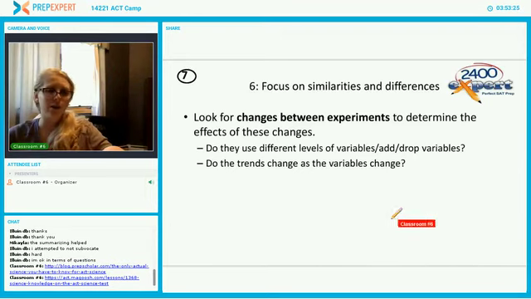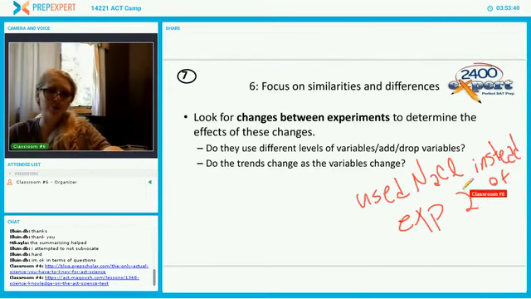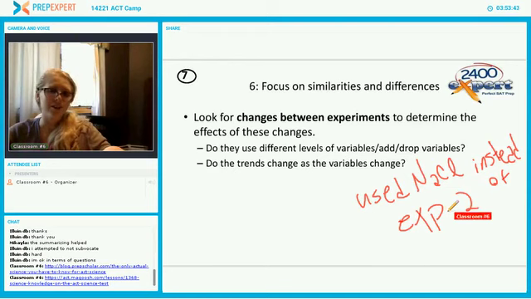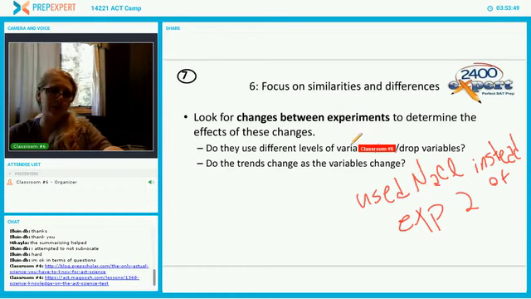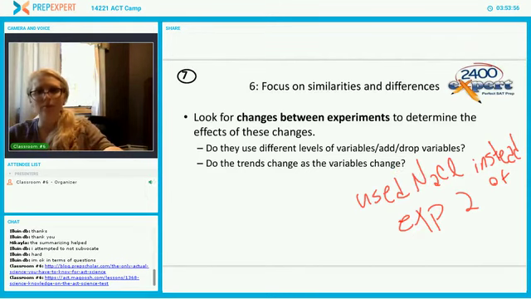And when you figure it out, I always kind of write a note, like above experiment 2, I will say, used NaCl instead of some other salts, which I don't know a chemical formula for. So it's always good because so many of the questions will be asking about differences in the research summary passages that if you can identify them right away, you'll be in good shape.